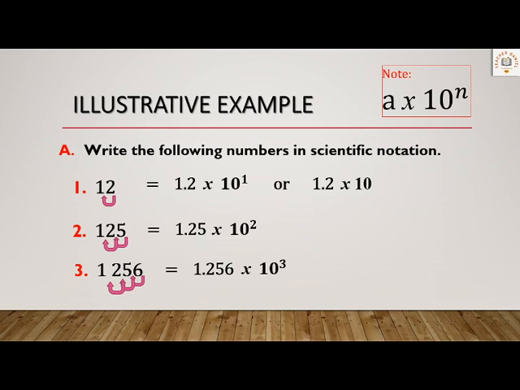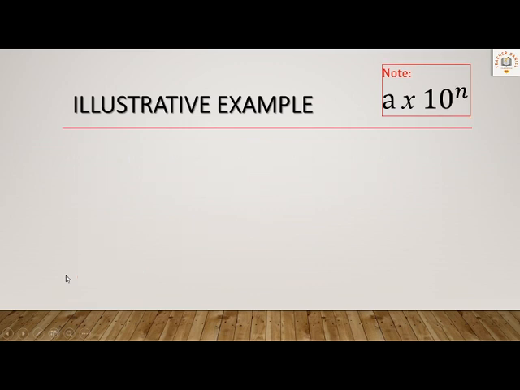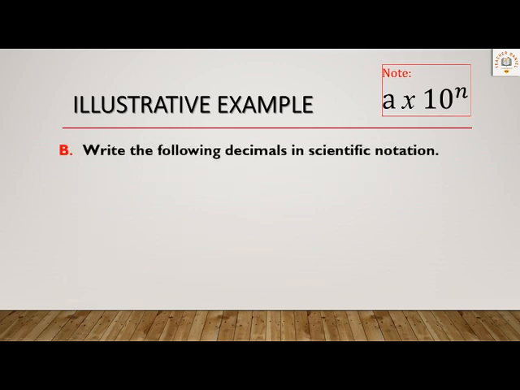Okay? So, for letter A, ang given natin class ay mga whole numbers. For letter B, write the following decimals in scientific notation. So, ang given naman natin ay decimal. At isusulat natin yan into scientific notation. So, first, identify natin yung A. So, remember, yung A natin must be greater than or equal to 1 but less than 10, I mean. So, move natin yung decimal point.